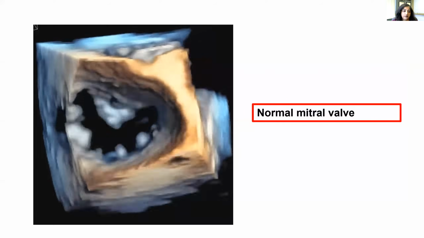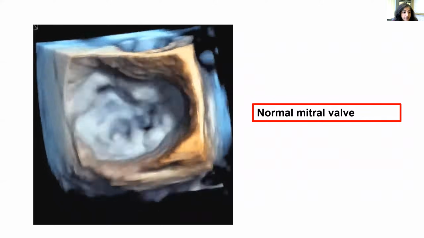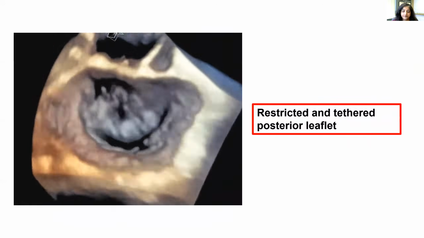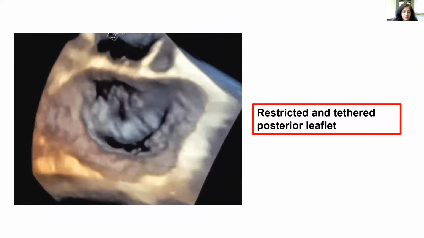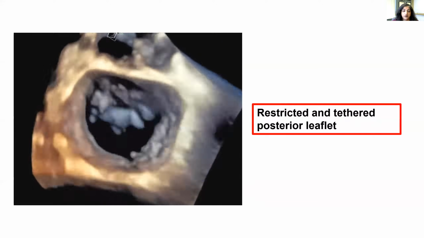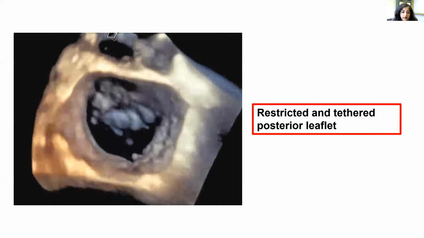And from these views, you can then understand mitral valve pathology. So on 3D TEE, this is a normal mitral valve. And then this is a slightly different mitral valve with a thickened anterior leaflet and a very restricted and tethered posterior leaflet that doesn't really appear to move in 3D.